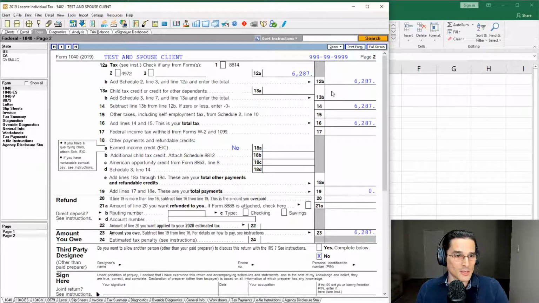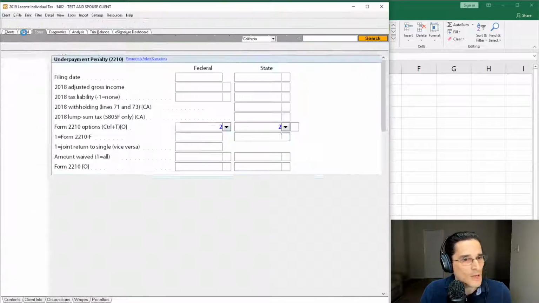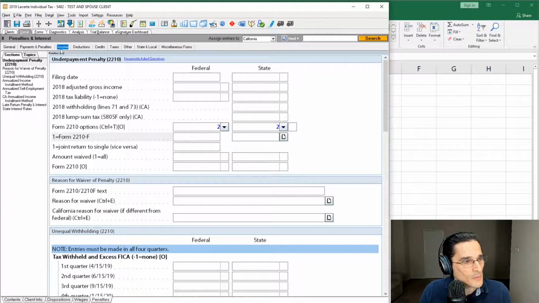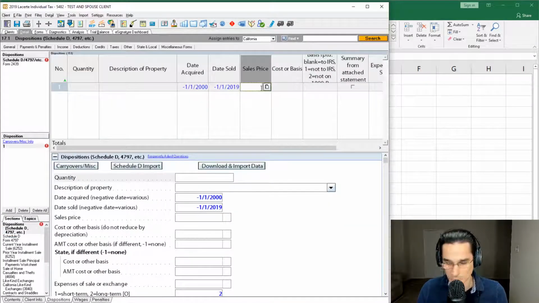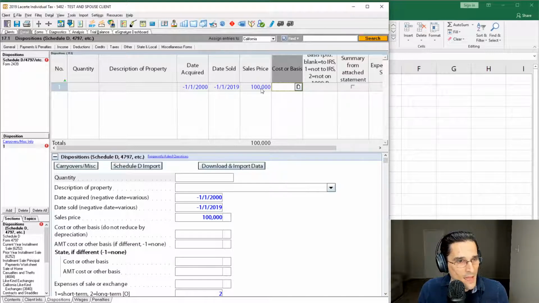Now, again, this doesn't take into account any withholdings or anything like that. We're just looking at the total tax. So this is before even the income tax withheld from Forms W-2 is considered. So this is just the overall total tax liability for the year. Okay, so let's then input the $100,000 long-term capital gain. We do that simply like that.